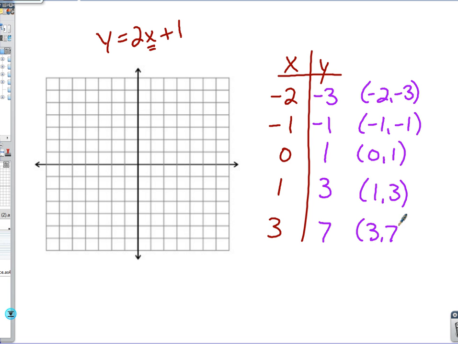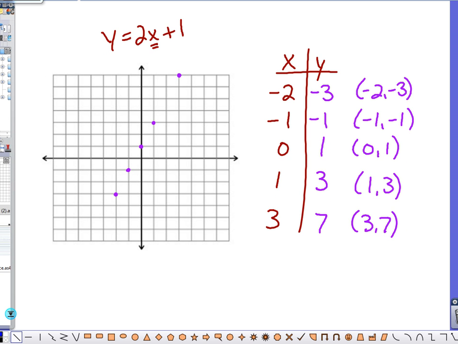We plot those ordered pairs: -2, -3, -1, -1, 0, 1, 1, 3, and 3, 7. 1, 2, 3, 4, 5, 6. Just barely fit on my graph. We can connect our dots and get a pictorial view of what this graph actually looks like linear-wise. And it does follow that straight line.